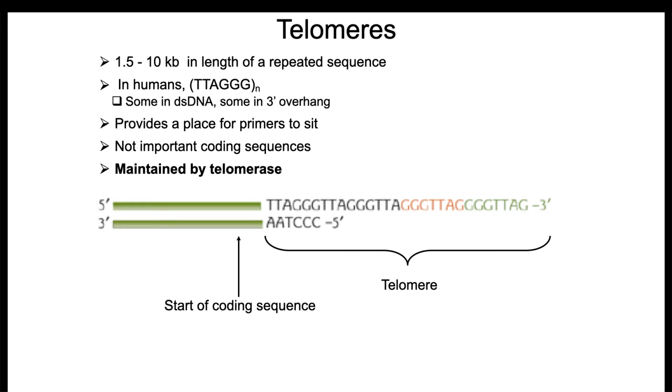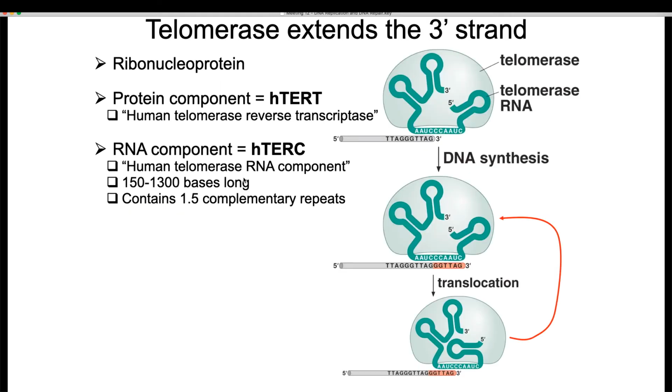Well, very early in embryonic development, in all of your cells, at the end of each chromosome is added a series of repeated sequences. TTAGGG, TTAGGG, TTAGGG, and so on and so forth. Now, the enzyme that adds this isn't encoded by a gene or anything like this. This is added by a special enzyme called telomerase. And telomerase is a ribonucleoprotein, so it's made up of both a protein and an RNA. The protein component is called human telomerase reverse transcriptase, so hTERT. And the RNA component is called human telomerase RNA component, hTERC.